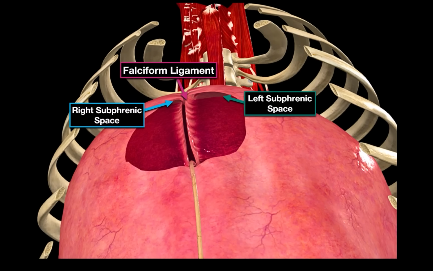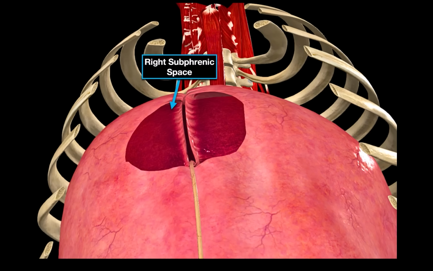Here's a better weird angle, as you see here. So naturally, fluid on the right side does not easily cross to the left, and vice versa. So when we talk about subphrenic collections, we always have to specify right or left. Let us start with the right side.